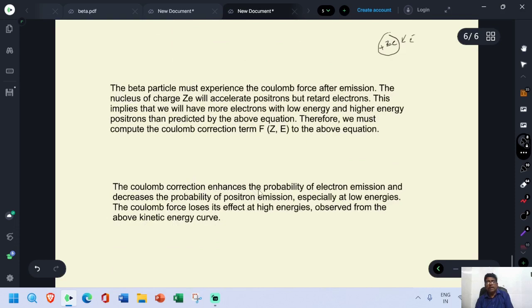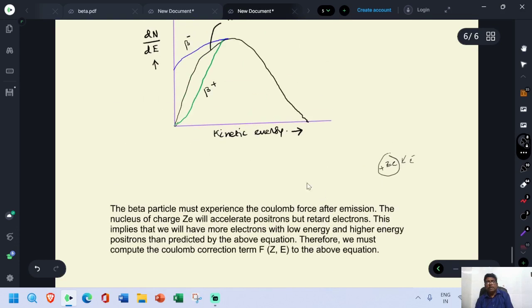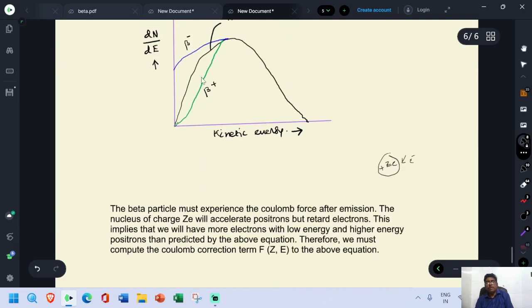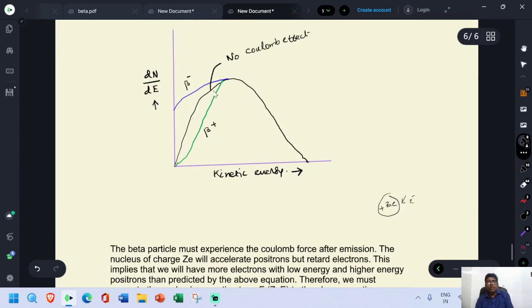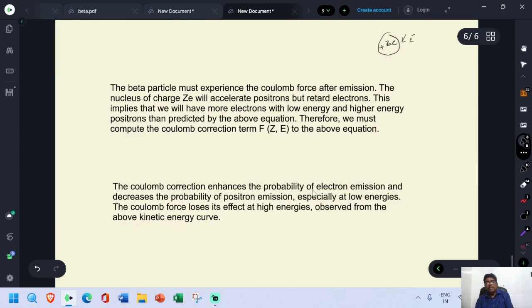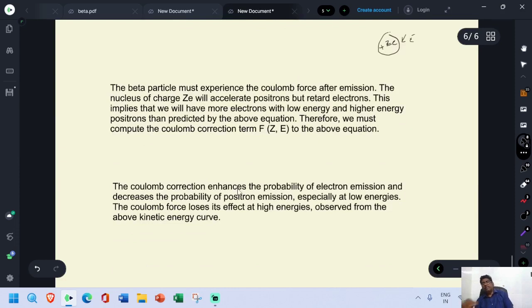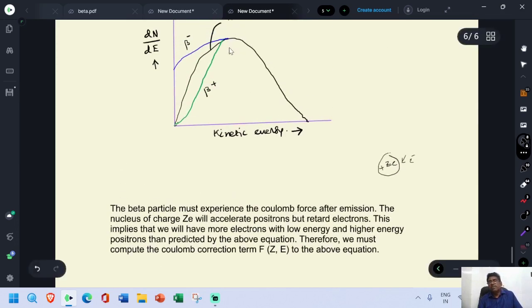Now read this. The Coulombic correction enhances the probability of electron emission. See, it enhances the probability of electron emission; dN by dE is more. The Coulombic correction enhances the probability of electron emission and decreases the probability of positron emission. Here, this is the actual curve. No Coulombic effect, we are having this curve, if you neglect the Coulombic effect in our account. If you take the Coulombic effect into account, the Coulombic correction enhances the probability of electron emission. See here, beta minus, more and more beta particles we are having, dN by dE, more and more electrons you can have, but it decreases the beta plus emission, positron emission, especially at low energies. But the Coulombic force has no effect at high energies.